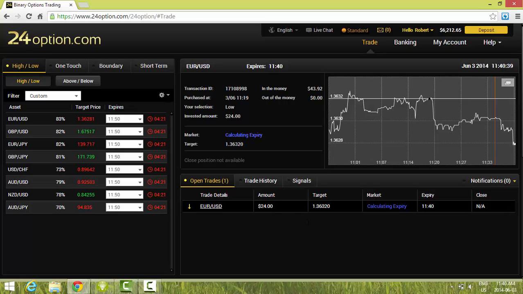I tend to be pretty conservative in trade size. Per trade, I don't trade anywhere from 2 to 5%. Alright. Return on that was 43.92. Invested 24, made 43.92.